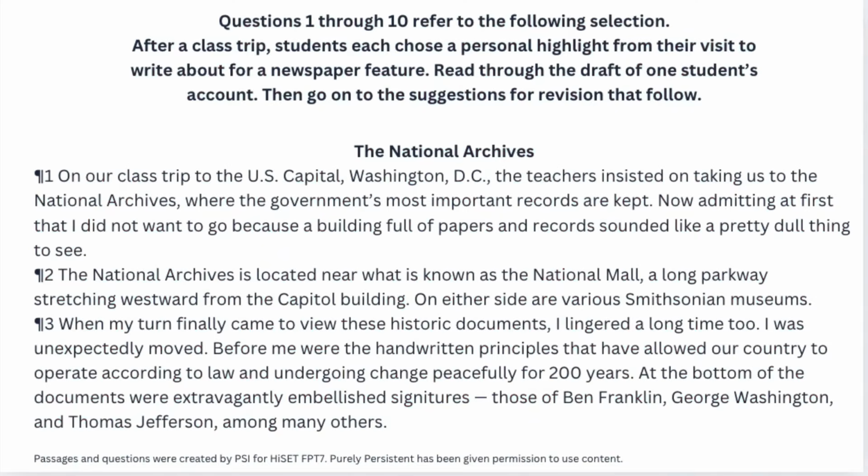So if you look at the directions, it actually says read through the draft. But honestly, I don't recommend that you read through the entire draft. And the reason is this is a timed test, right? So really you just need to get the gist of what's going on. So I suggest taking a quick skim.